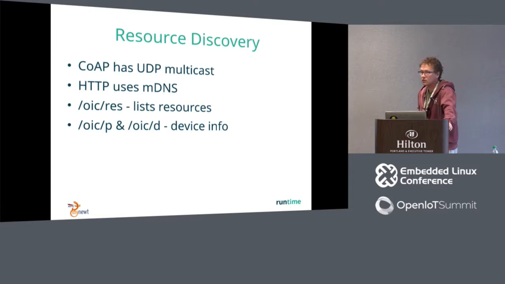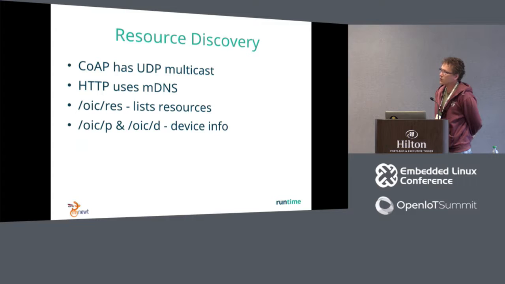With Bluetooth, you advertise it in the Bluetooth advertisements. You say that this UUID is present on this device, and that's how the client knows that this is a device that can talk OIC. After that, it can go ahead and ask for the resources that the device exports.